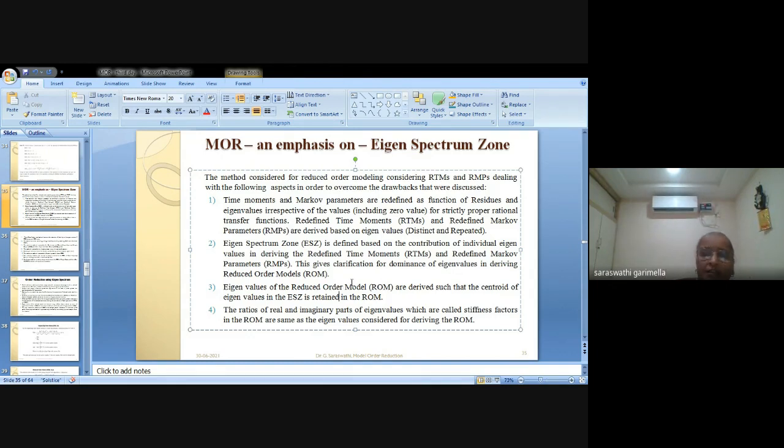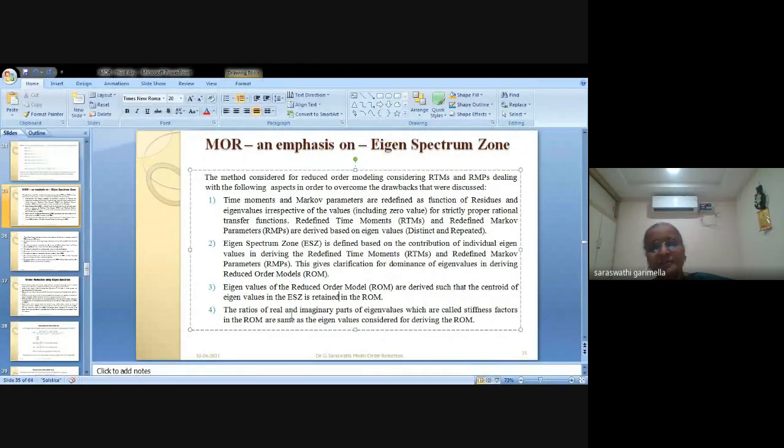It could be anything. So the eigenvalues of the reduced order model are derived such that the centroid of eigenvalues in the ESZ is retained. Once I select the zone with the RTMs and RMPs, I select the eigenvalues based on these, and then that centroid will be retained in the reduced order model. That is what we have actually done.